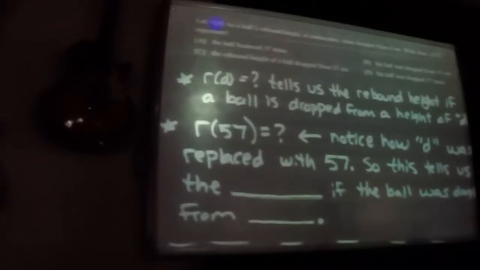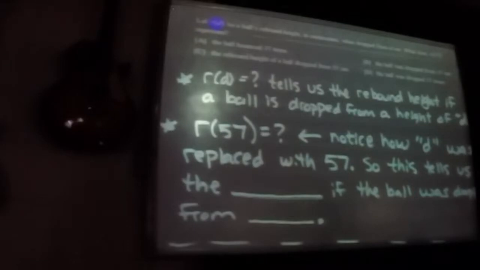This one is a guy who's going to take a ball. Imagine Shaq palming a basketball. He's just going to drop it. Let R of D, the function we're talking about, be the ball's rebound height. So we will drop it from some distance, and then we'll measure how high it rebounds. It's never going to rebound exactly as high, especially if you just drop it. If you throw it down, it rebounds.